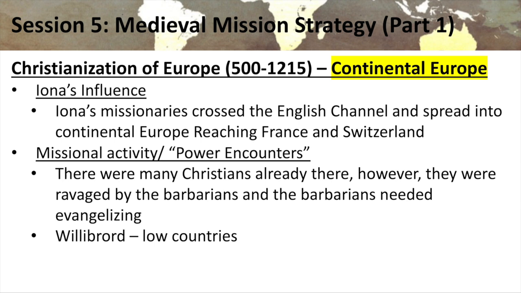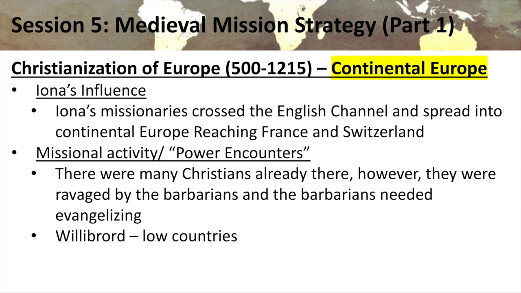Well, Iona's influence spread across the English Channel and landed in Europe. Iona's missionaries would cross and they spread all around France and all the way down to Switzerland. And so you have Celts, you have Irish missionaries by way of England moving all the way down to Central Europe, which is Switzerland. So there were other monasteries set up along that same mindset, with the daughter monastery birthing another monastery and reaching the people that way.